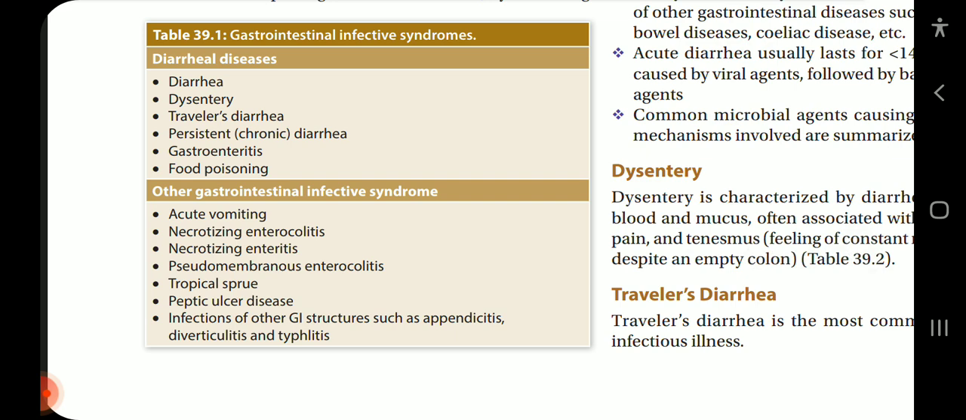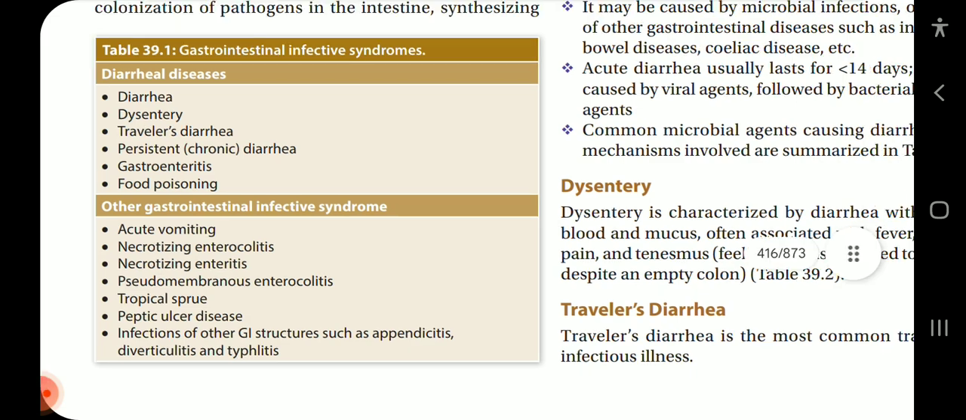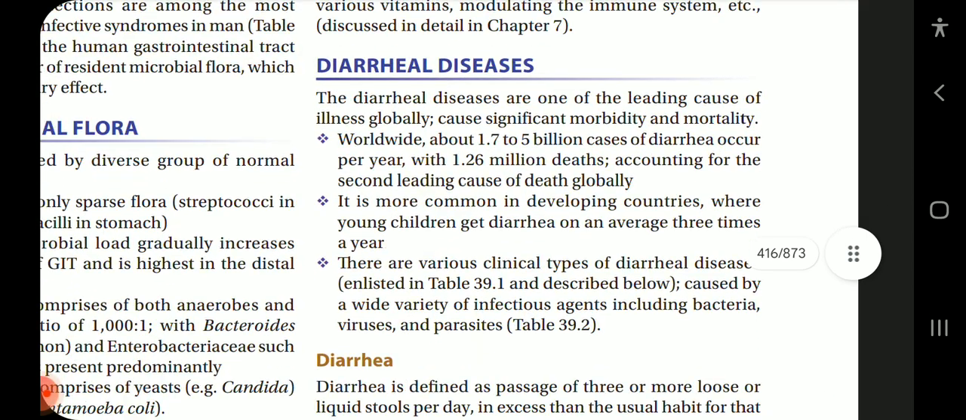What are these? Diarrheal diseases like diarrhea, dysentery, traveler's diarrhea, persistent diarrhea, gastroenteritis, and food poisoning. Other gastrointestinal infective syndromes like acute vomiting, necrotizing enteritis, pseudomembranous enterocolitis, tropical sprue, peptic ulcer disease, and infections of other GI structures such as appendicitis, diverticulitis, and typhlitis. Okay, so let's discuss these one by one.